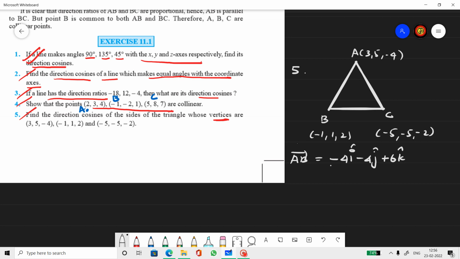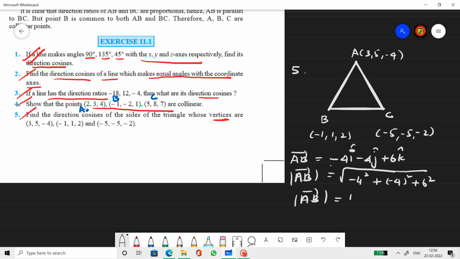Now how do we find the DC of AB vector? We need to find the magnitude of AB vector for that. Which is root over minus 4 square, and then minus 4 square again, plus 6 square. So this is how we find the magnitude, and the result of this would be 2 root 17.